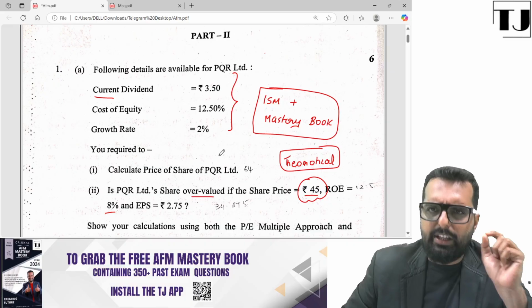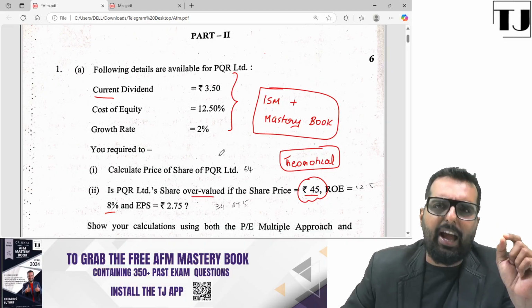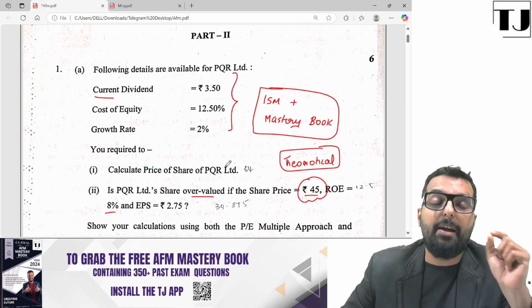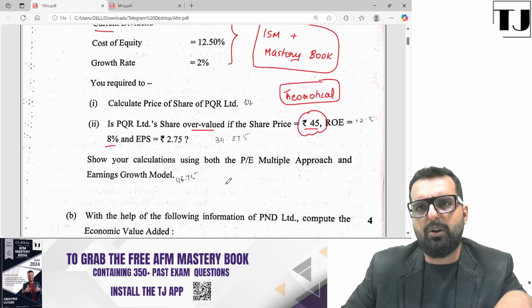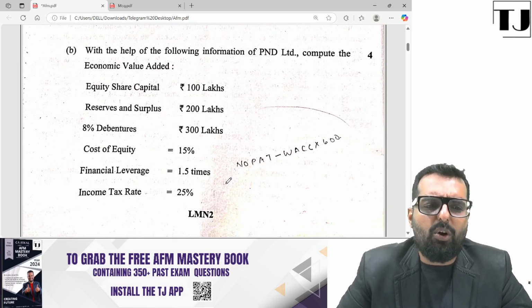So if you write down neatly, working note 1 basic data, working note 2 analysis, and then conclusion, easily you can score 6 out of 6 marks in this one particular question. All right. Next one. Next question is a question on EVA.